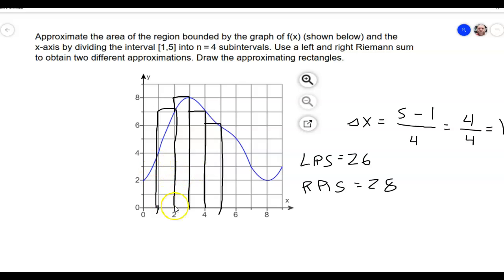And then eventually, we're actually going to take the integral, which uses the antiderivative, in order to find the exact area. And we're going to end up finding that it's going to be somewhere between the left Riemann sum and the right Riemann sum. All right.